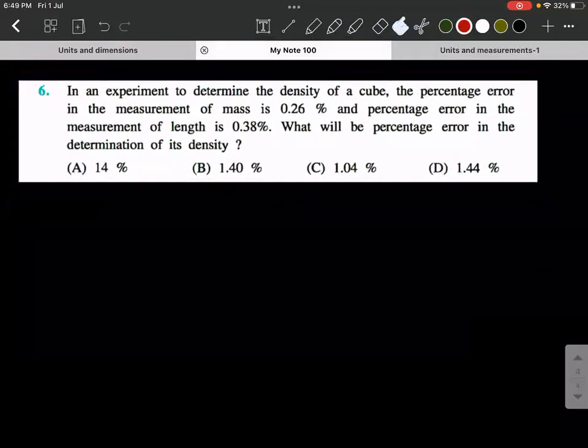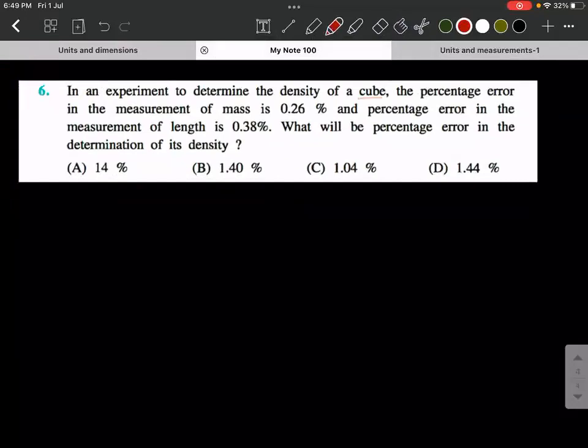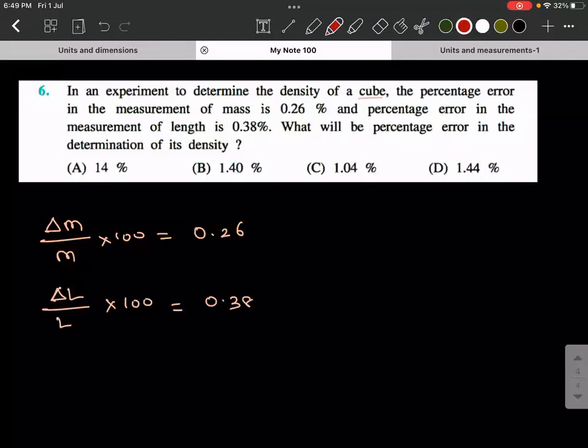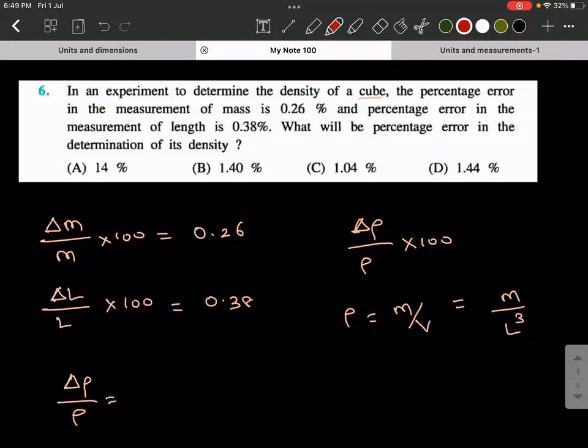Okay, listen. In an experiment to determine the density of a cube, the percentage error in the measurement of mass, so delta m by m into 100, is how much? 0.26. And the percentage measurement in length, delta L by L into 100, is 0.38. Determine the percentage error in the density. So delta rho divided by rho into 100. So what is delta rho divided by rho? First of all, what is rho? M divided by V. So M divided by V is M by L cube.